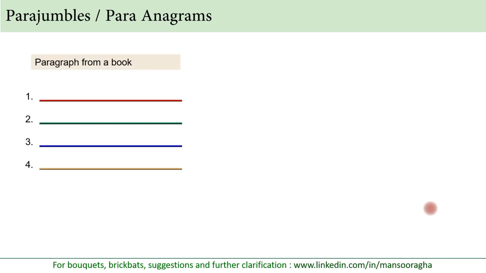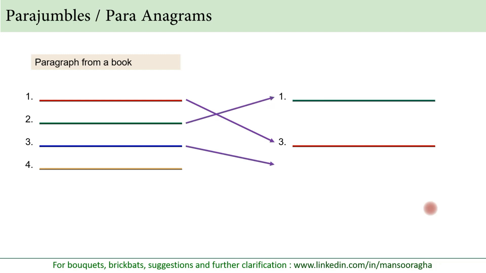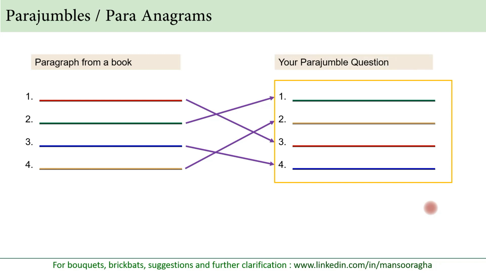In case of parajumble questions, normally as a first step, a paragraph from a book is picked up, chosen, and then the sentences inside that paragraph, 4 to 6 of them, their sequence is changed. So the first sentence ends up becoming the third sentence, and the second one is put in the first position. A third sentence possibly goes into the fourth position, and a fourth sentence goes into the second position. This is how your parajumble question comes into the picture.